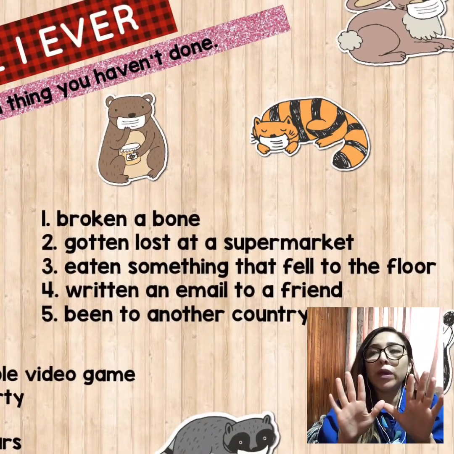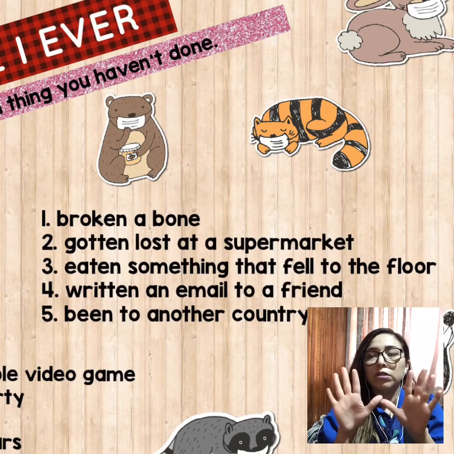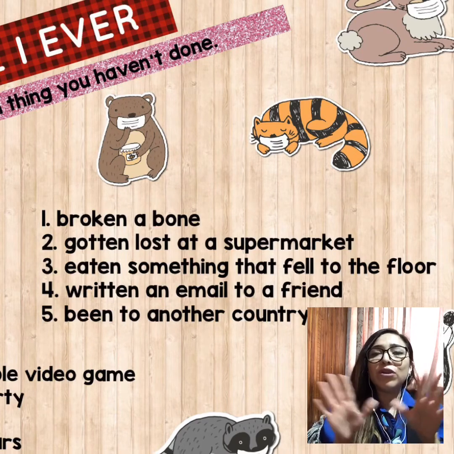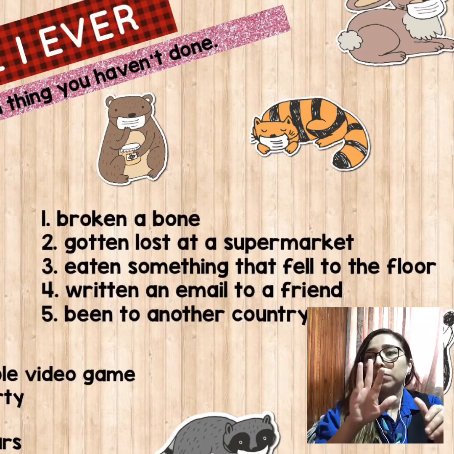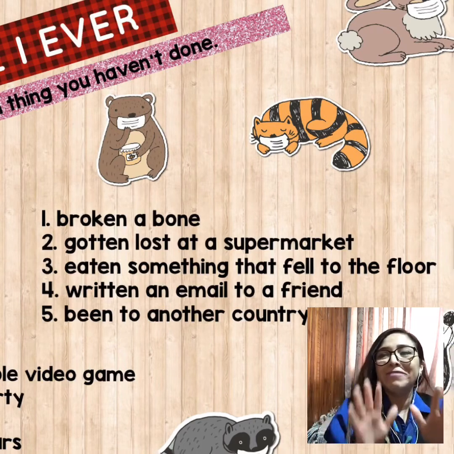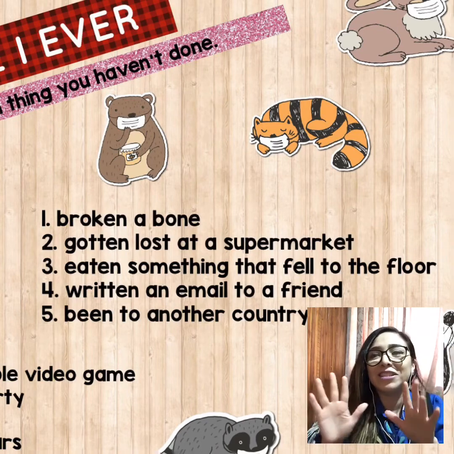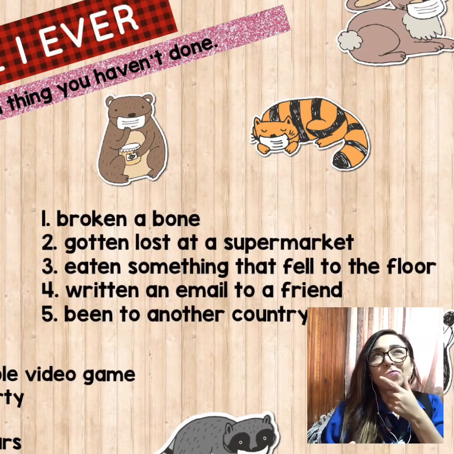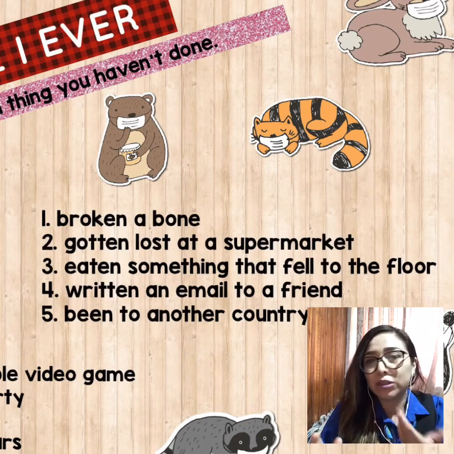Have you ever broken a bone? If you say yes, you can put 1 finger down. If not, you continue like that, and you still have your 10 points. Number 2, have you gotten lost at a supermarket? That happened to me, so I'm going to put a finger down. I'm not going to play, but you can play. Don't tell me the things when you say yes. Only check the points. Number 3, eaten something that fell to the floor? Yes, no, I'm not going to say no, but I cannot tell you the truth.